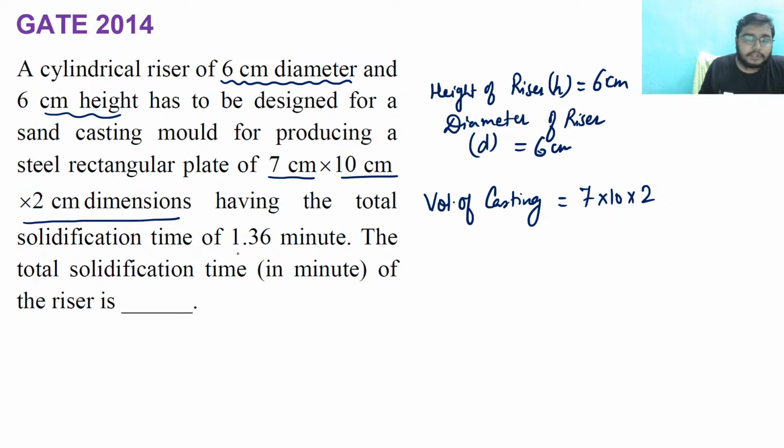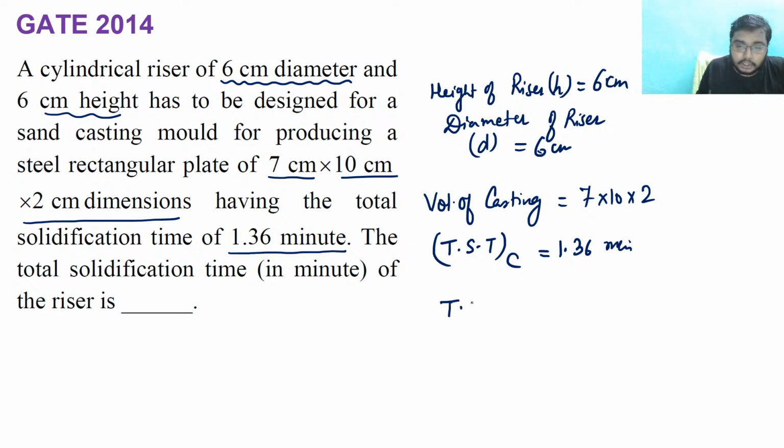Having the total solidification time of 1.36 minute. So this is given as 1.36 minutes. That is, the total solidification time of casting is given as 1.36 minute. Clear? The casting mold for producing this has a 1.36 solidification time. Now what is being asked? The total solidification time of the riser. So in this question, the total solidification time of riser has been asked.